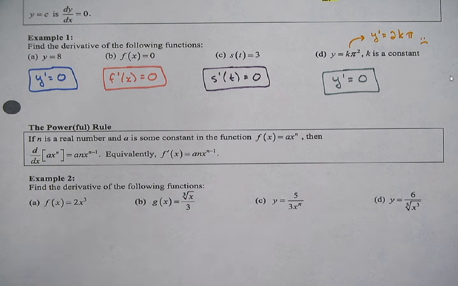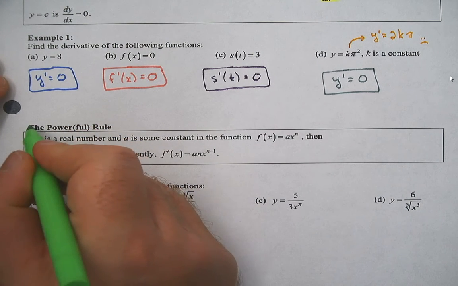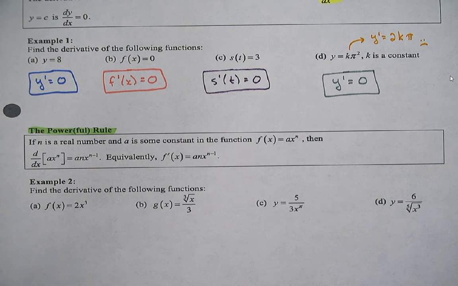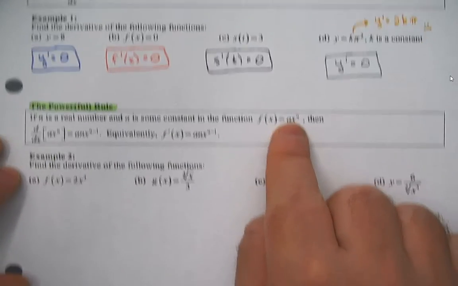All right, now we're talking about the power rule. This is the biggie. This is what I would call the derivative shortcut, the power rule. He calls it the powerful rule. And here's the idea. You have to have your function look like this.